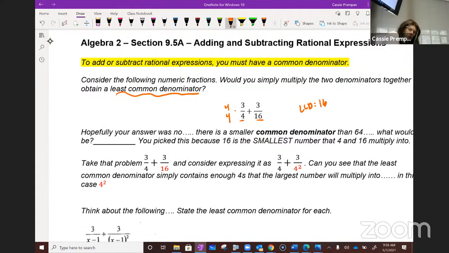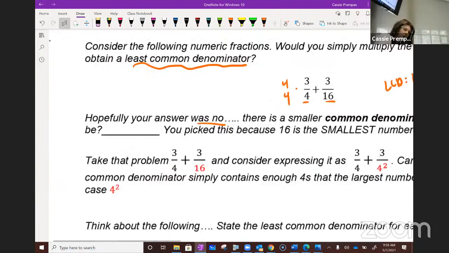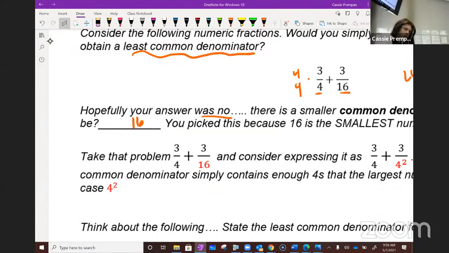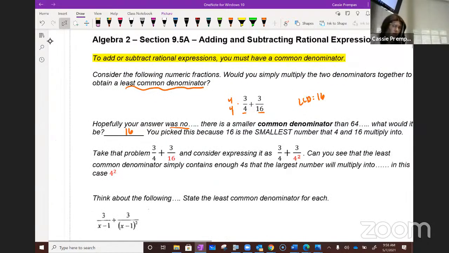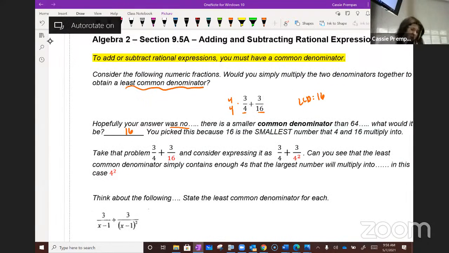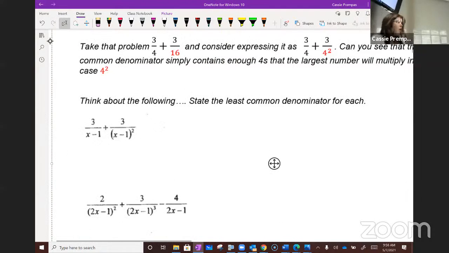So hopefully your answer was no, don't just multiply 4 times 16. There's a smaller common denominator than 64. What would it be? 16. You picked this because 16 is the smallest number that 4 and 16 would multiply into. Take this problem again, and I'm going to zoom in on it because if you can understand this, hopefully the rest of the lesson will be easy for you.